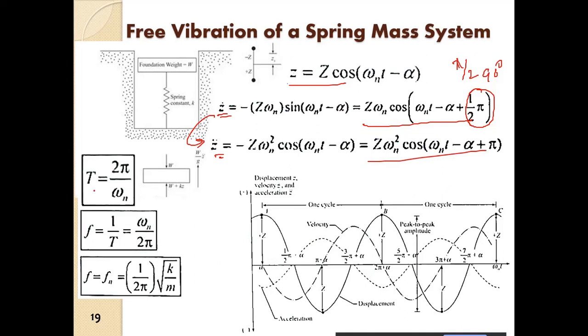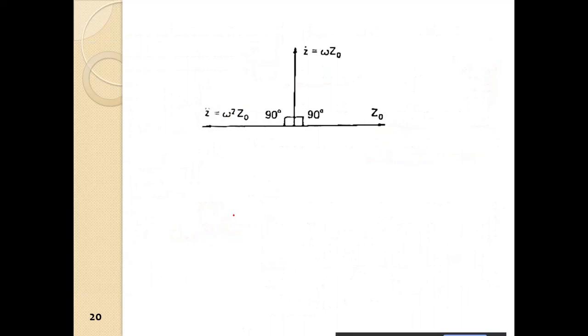So we have the natural time period, we have the natural frequency, and we can define the natural frequency as omega n equals root over k by m. So we saw that we can draw a phase diagram. This is the displacement phase, this is the velocity phase.